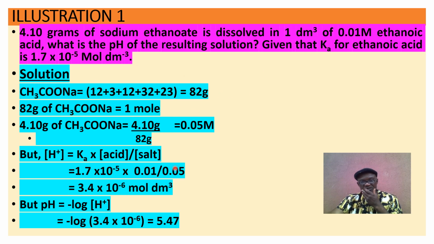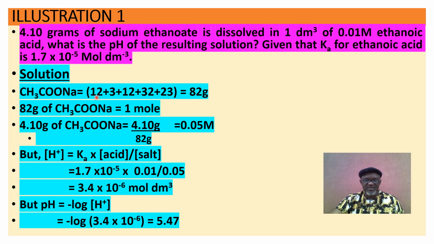4.10 grams of sodium ethanoate is dissolved in 1 dm cube of 0.01 ethanoic acid. What is the pH of the resulting solution? Given that the Ka of ethanoic acid is 1.7 times 10 to the power minus 5. This is very simple. We calculate the molecular weight of sodium ethanoate as 82.